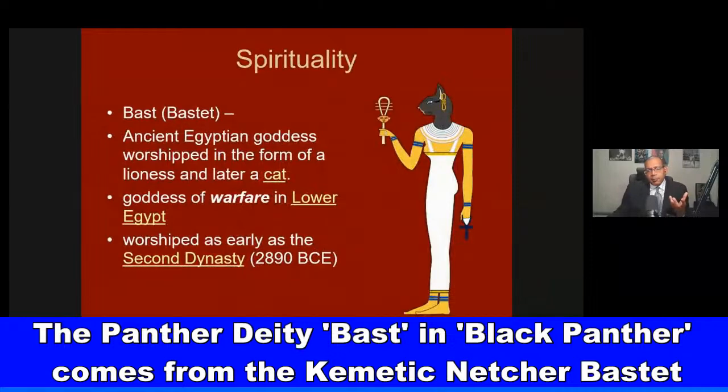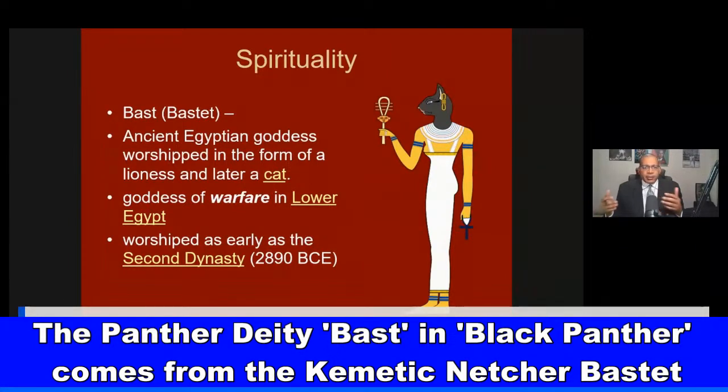Okay, now the panther deity of Bast that we see in the movie, the panther deity that watches over Wakanda, that comes from Bastet, which was a neter or deity in ancient Kemet, ancient Egypt, that was in the form of a lioness, okay, and then later a cat. Ancient Egyptian goddess worshipped in the form of a lioness and later a cat, goddess of warfare in Lower Egypt, worshipped as early as Second Dynasty, around 2890 BCE, before the Common Era. Okay, so the film is so deep because it helps reconnect us to African history, African culture, African language, etc.